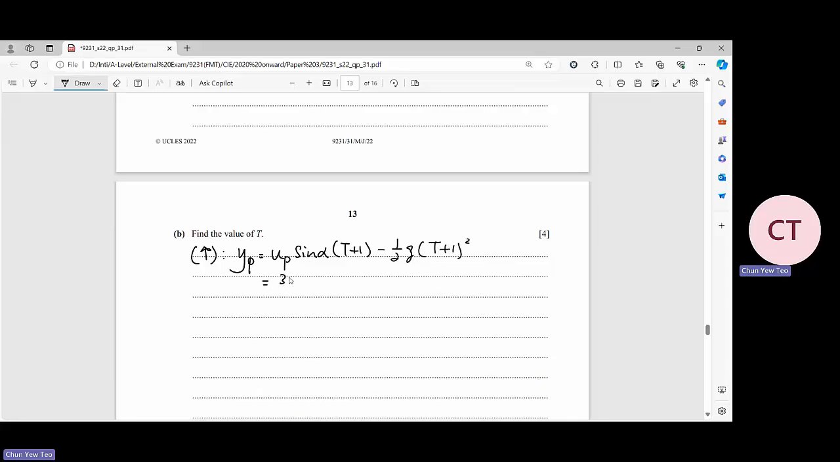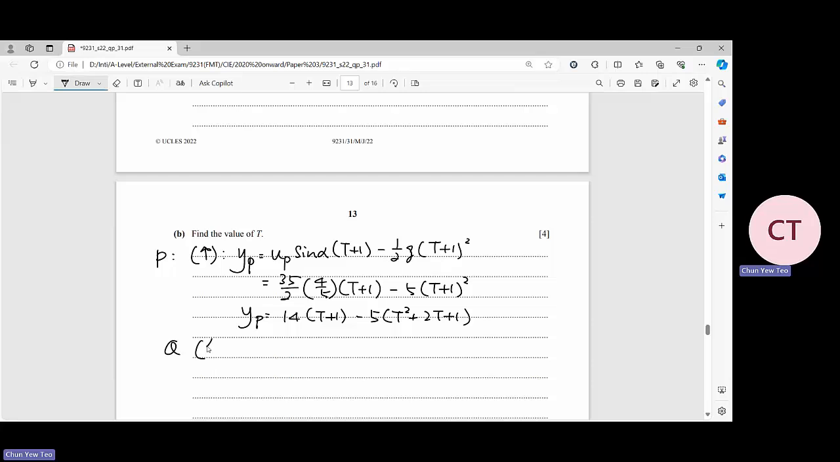Your up is 35 over 2, your sine alpha is 4 over 5, times (t plus 1), so this one is 14 (t plus 1). I change the g to become 10. Simplify it, you get 14(t plus 1) minus 5, and you can expand it, (t squared plus 2t plus 1). Okay, that is yp, this one is for P.